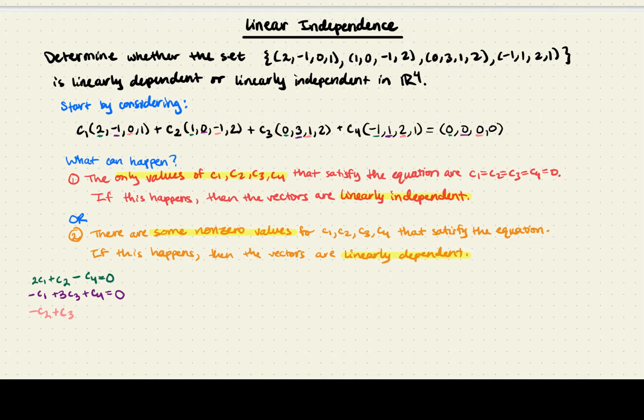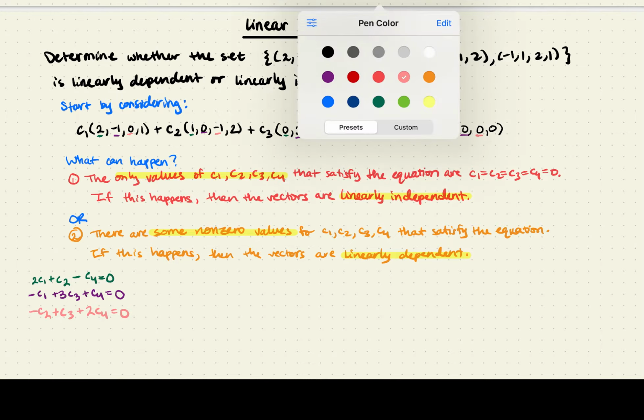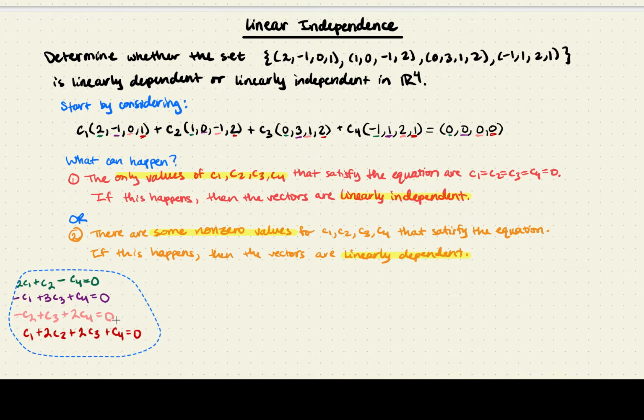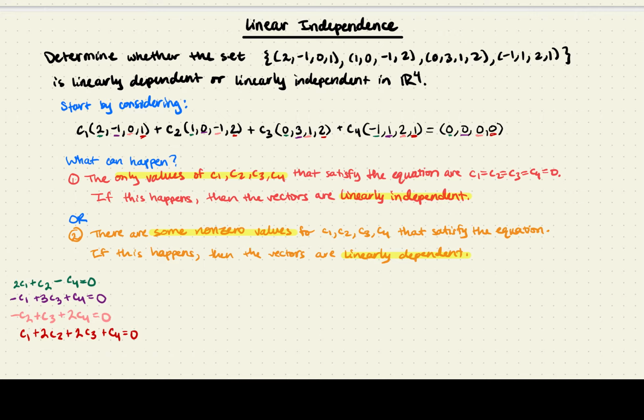Negative c2 plus c3 plus 2c4 equals 0. And finally, I have my fourth components of each vector, telling me that c1 plus 2c2 plus 2c3 plus c4 equals 0. So I have 4 equations, and my unknowns are the constants c1, c2, c3, c4.